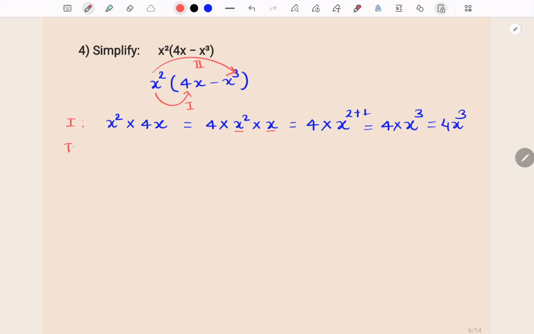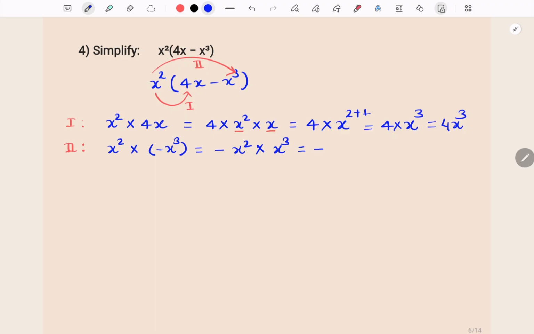Let's do the second multiplication. We have x squared multiplied by minus x cubed. We can put that negative sign aside for a moment. So just write it as minus x squared multiplied by x cubed.